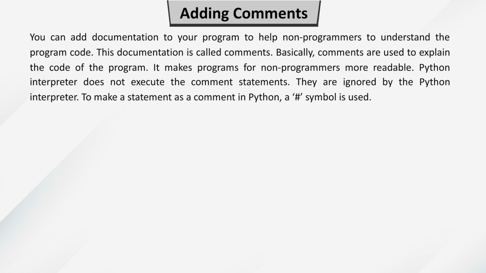Adding comments. You can add documentation to your program to help non-programmers to understand the program code. This documentation is called comments. Basically, comments are used to explain the code of the program. It makes programs more readable for non-programmers. The Python interpreter does not execute the comment statements. They are ignored by the Python interpreter. To make a statement a comment in Python, a hash symbol is used.